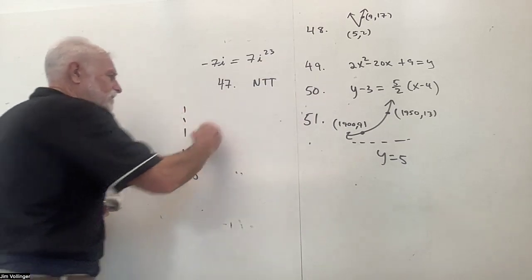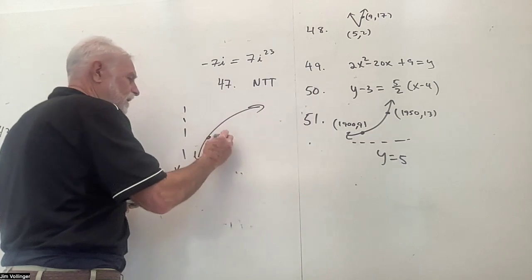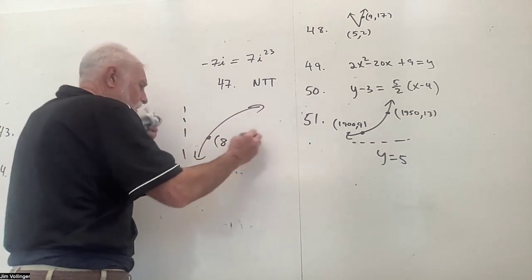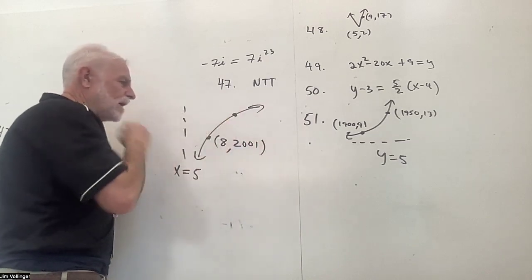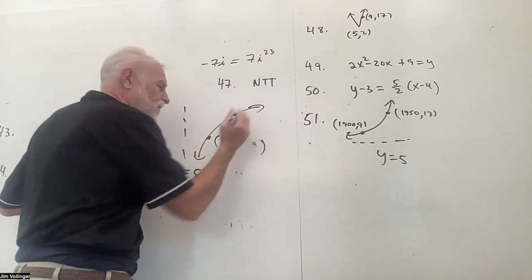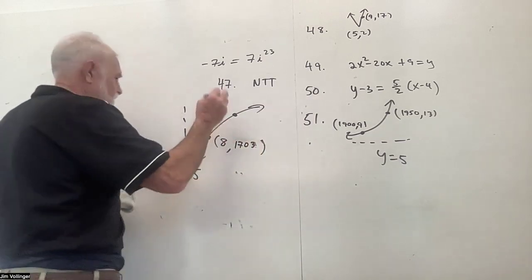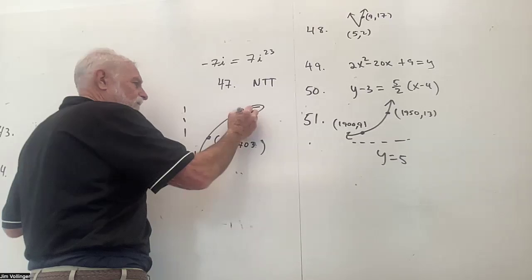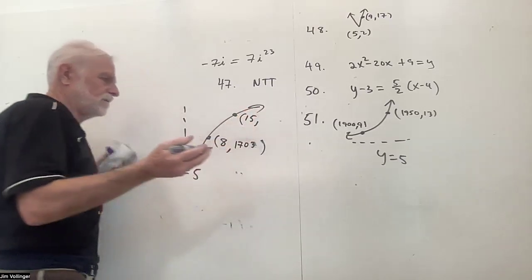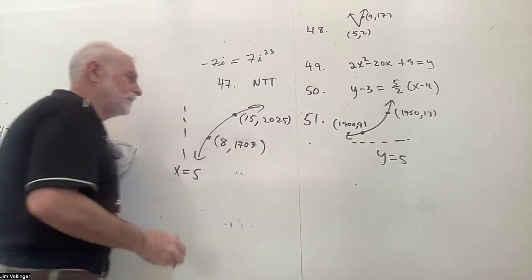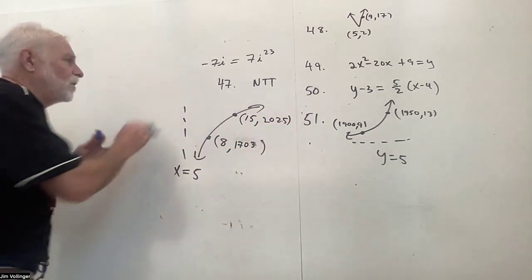X equals 5. Let's get some random numbers. Let's make this 8. Let's make this 2001. Great year. And now let's go to a better year. Better year was 1703. Tremendous year. Let's go to 15 and let's go to 2025 today, this year. All right, so what's that equation?